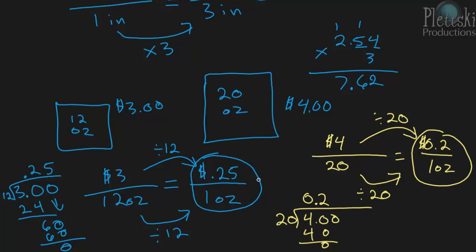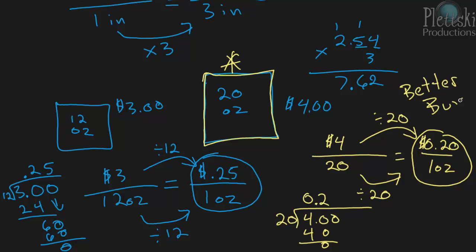So which one's the better buy? The 12 ounce costs 25 cents per ounce, and the 20 ounce costs 20 cents per ounce. So the 20 ounce tub is actually better. It's less money per ounce. It's 5 cents less money per ounce. So the 20 ounce is the better buy. Okay, so that's using unit rates to compare two different things.